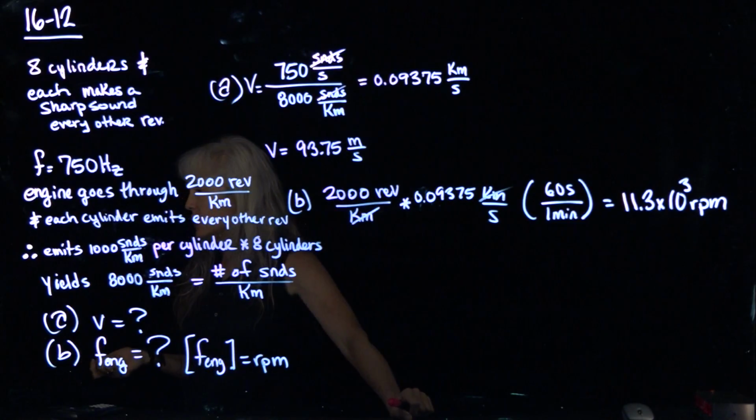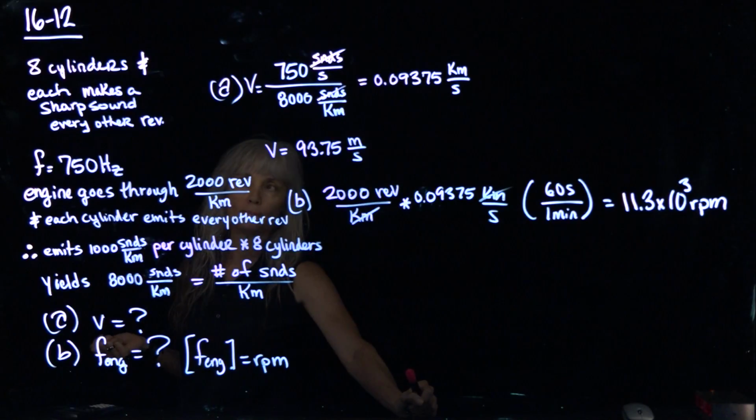Each piston of an engine makes a sharp sound every other revolution of the engine. A, how fast is a race car going if its 8-cylinder engine emits a sound frequency of 750 hertz, given that the engine makes 2,000 revolutions per kilometer? B, how many revolutions per minute is the engine rotating through?